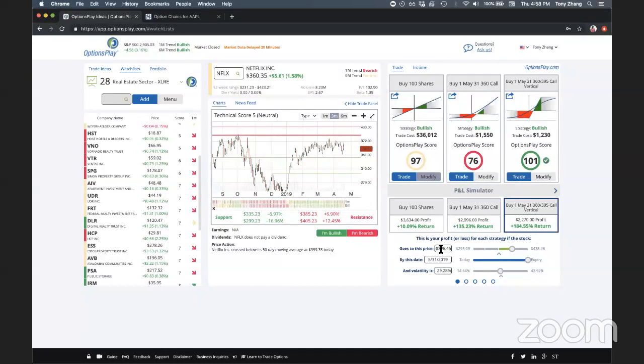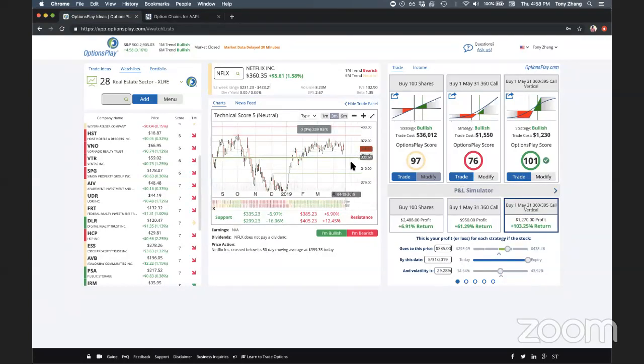So if I do get that move up to about 385 or so, oh, that's not bad. 7% return on the stock, 61% return, 103%. So I do make 1270 off of a risk of 1230. Those are the types of returns that, even if you get a modest move up to 380, you do get a pretty nice return.